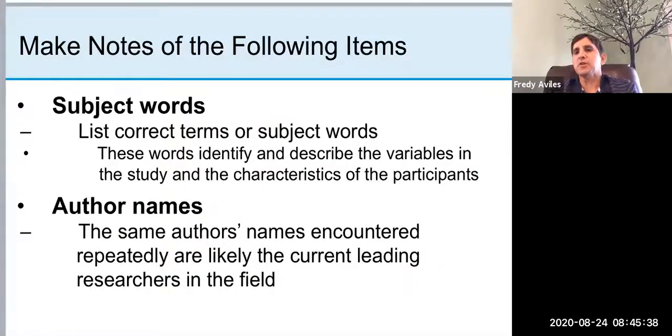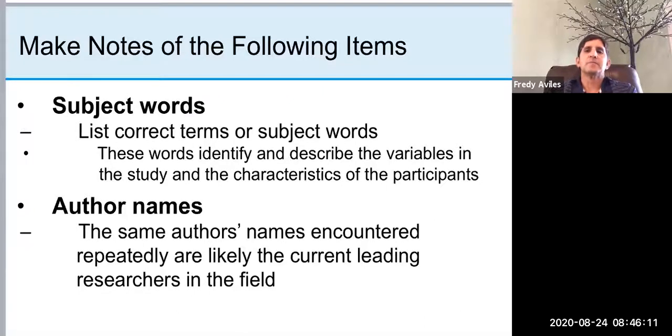Make notes about the following items, okay? Write down those subject words. You'll find out what things are called. So let's say you're reading about marijuana, let's say you're interested in that. Guess what? They don't use the keyword weed, or whatever else the street slang is. I don't even know that many. I'm not that young, not that hip, not really into that. But you've got to use the right words, okay?